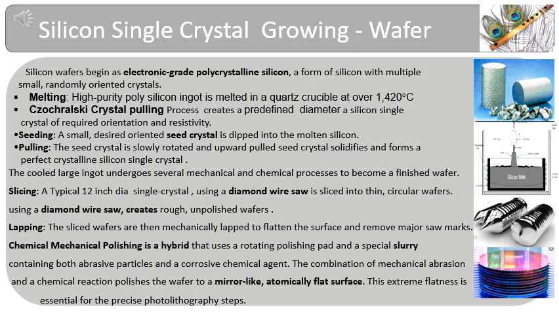Initial cleaning removes slurry and particulates from slicing. A brief dip in hydrofluoric acid eliminates native oxide. Final rinsing with DI water ensures surface purity. Wafers are then dried and inspected for defects. This process yields high-quality substrates for VLSI fabrication.